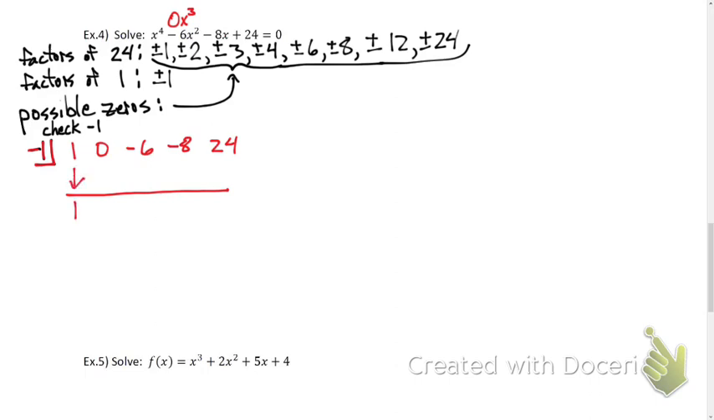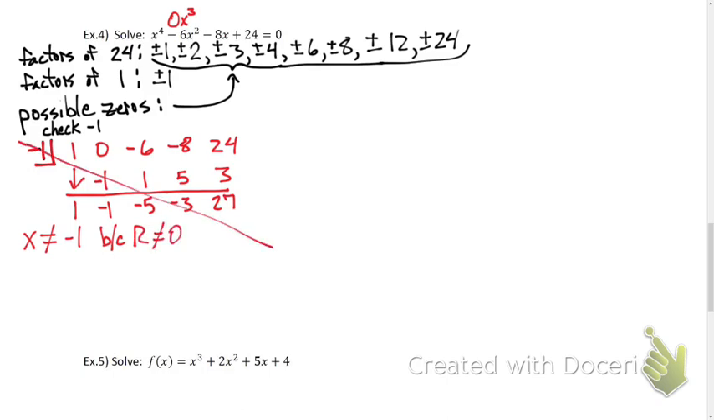So the 1 comes down. Not looking good. So I know x is not negative 1 because remainder is not 0. So I'm not going to look at this one anymore. But I see all those choices and I'm worried I could be here a while.